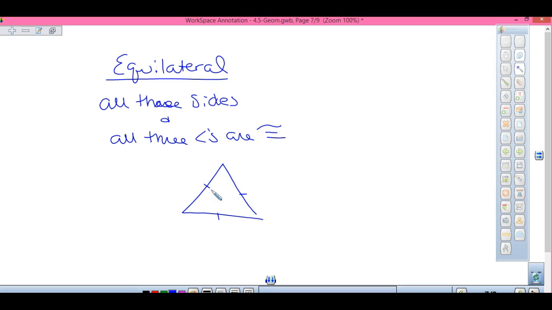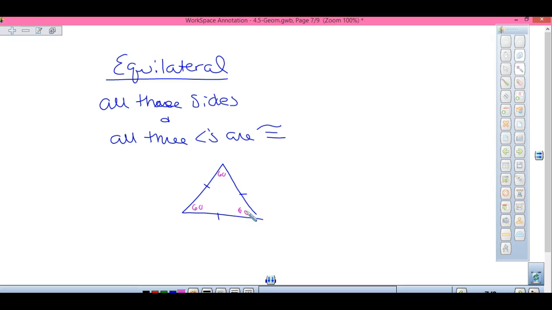Now here's the deal. If all three angles are congruent, how much is each angle? Because triangles add up to 180, if I divide my 180 by 3, all three of them are going to have to be 60-degree angles.